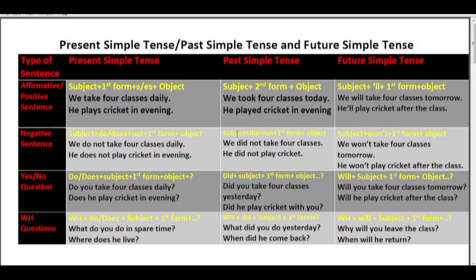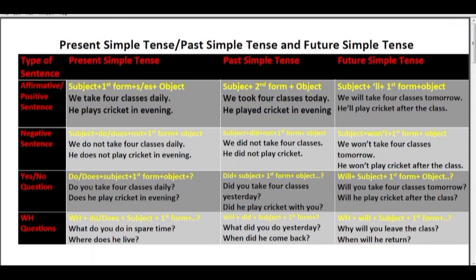In past simple tense, we bring subject, then did not, and then first form of the verb and then object with all the subjects. Here we convert the second form into first form because we introduce did, and did is already second form, so we cannot repeat second form twice. That is why we convert the main verb into first form, like we did not take 4 classes or he did not play cricket. In future simple tense, we make negative sentences by introducing will not or won't, that is the short form. So subject, won't, first form and object. For example, we won't take 4 classes tomorrow, or he won't play cricket after the class.